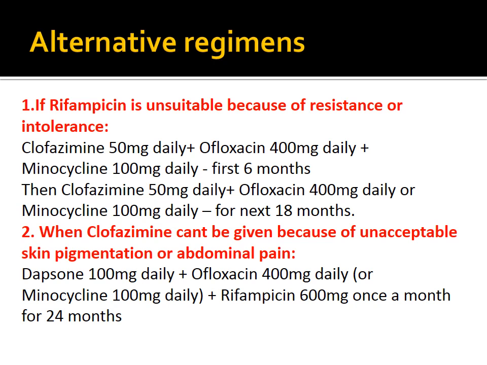Second, when clofazimine cannot be given because of unacceptable skin pigmentation or abdominal pain, as we know clofazimine can cause skin or GI toxicity, then we can give Dapsone 100 milligram daily and rifampicin 600 milligram once a month as usual. Instead of clofazimine we can give either Ofloxacin 400 milligram daily or Minocycline 100 milligram daily, either one of Ofloxacin or Minocycline, for 24 months. So remember, the alternative is given for a longer duration. Okay, 24 months.